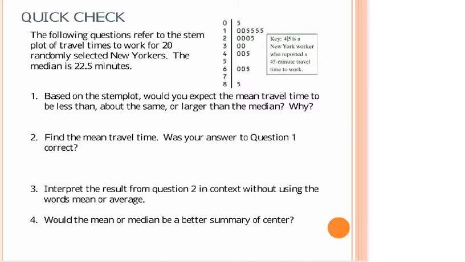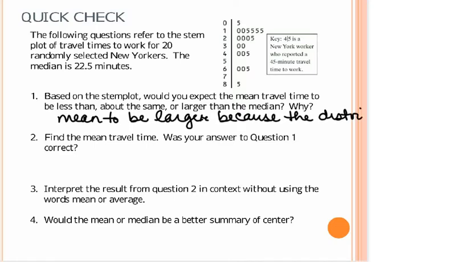So based on the stem plot, would we expect the mean travel time to be less than, about the same, or larger than the median, and why? Well, because the distribution is skewed to the right. Now, I know you're like, Mrs. Barry, this is up and down, it's not skewed. Well, flip it sideways, and you would see that it would be skewed to the right. We would expect the mean to be larger because of the right skew.